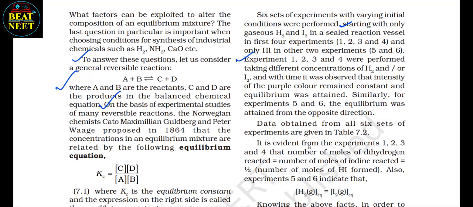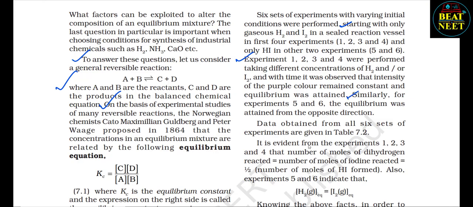Experiments 1, 2, 3 and 4 were performed taking different concentrations of H2 and or I2, and with time it was observed that the intensity of the purple color remained constant and equilibrium was attained. Similarly, for experiments 5 and 6, the equilibrium was attained from the opposite direction. Data obtained from all 6 sets of experiments are given in table 7.2.